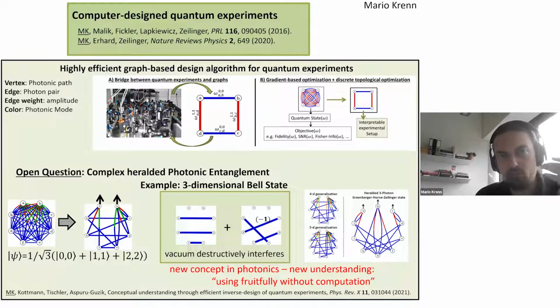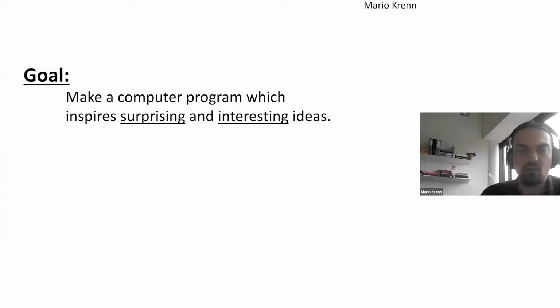Okay, so I would switch gears now and stop with this first part of quantum experimental design and come to another question where we also can get some new ideas or inspirations from the machine. So here we can step back and think about what is the big question that we want to solve. And the big question is, we want to make a computer that can inspire surprising and interesting ideas.